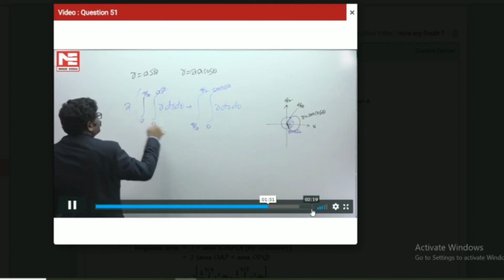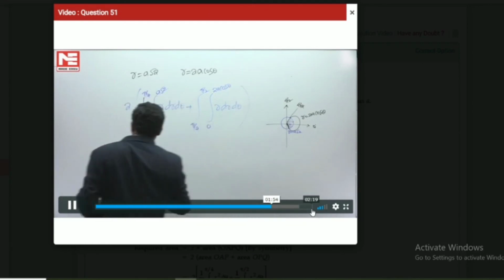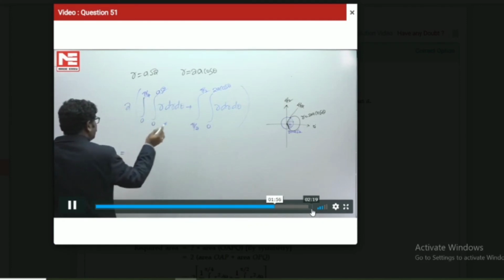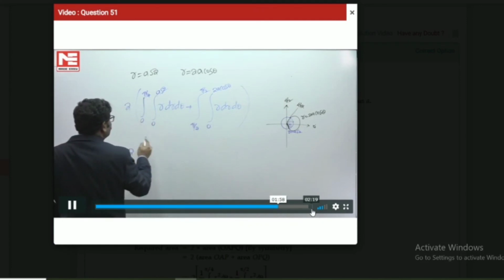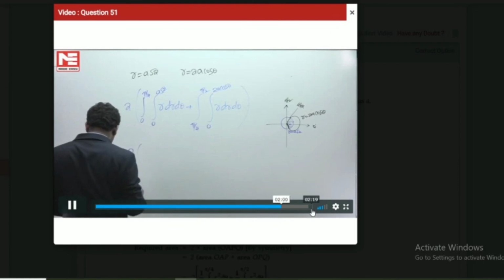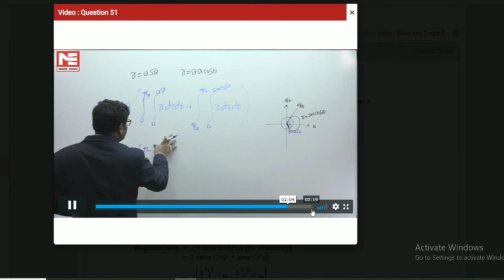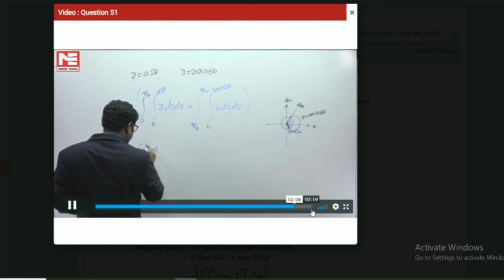Now 2 into, by evaluating this value, you will get 2 into pi minus 1 into a square by 2. After cancellation, pi minus 1 into a square.